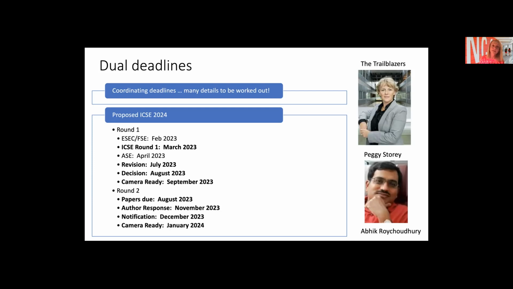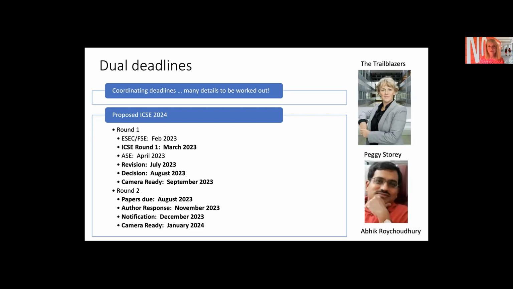And then that's the revision date, get final decision, and then a camera ready. So you may have a camera ready for ICSI 2024 by September 2023, and that can go into the digital library at that point. Then there's another round. And that other round is more along the lines of the classic schedule that we currently are working with.